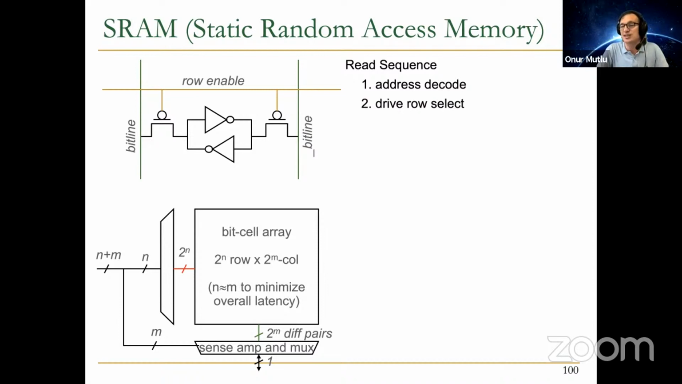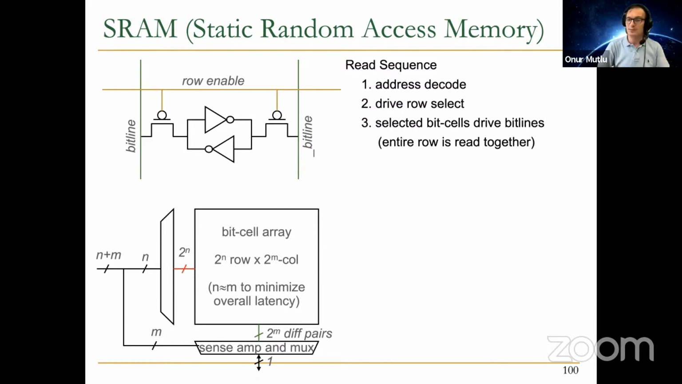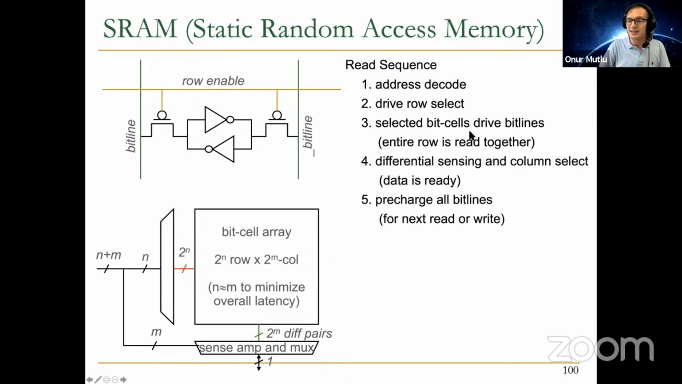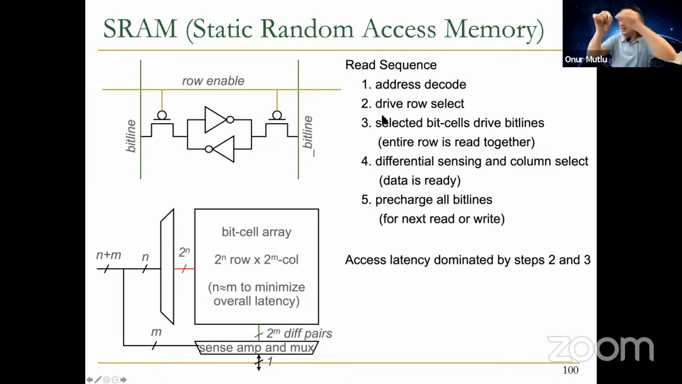And the read sequence: decode row select, which is the word line drive. You drive the bit lines, the entire row is read together. And then you do differential sensing and you select the column over here at the multiplexer, and the data is ready. And to prepare the array for the next access, you pre-charge all bit lines to a known value so that you can do the sensing well. So access latency is usually dominated by driving the word lines and driving the bit lines, steps 2 and 3, basically, as expected, because these are long interconnects. So whenever you're driving long interconnects, you have long access latency.